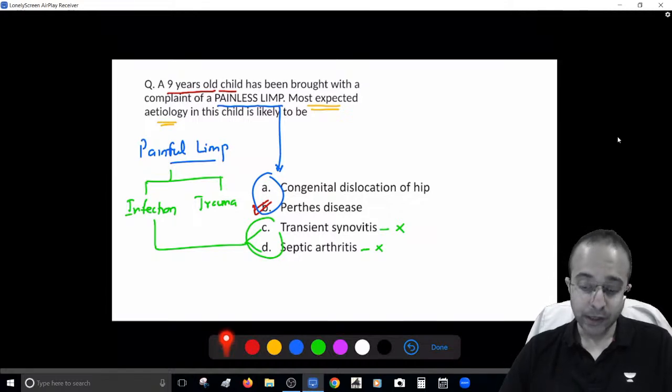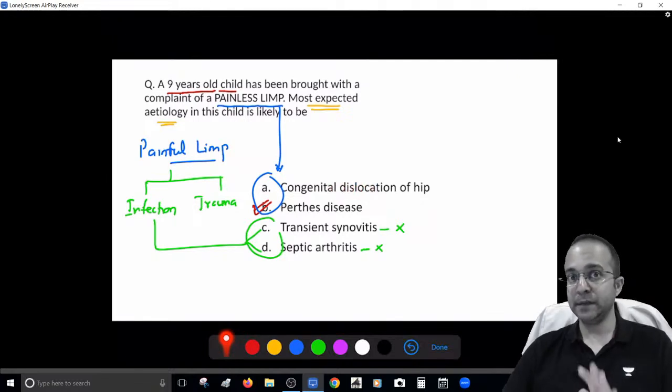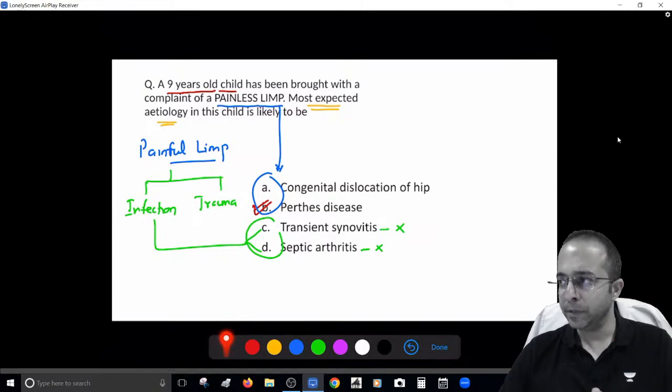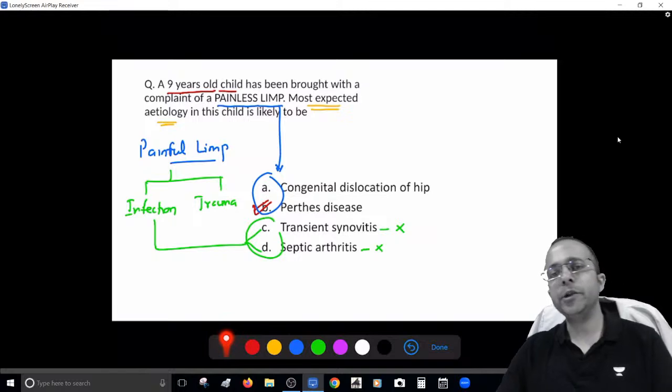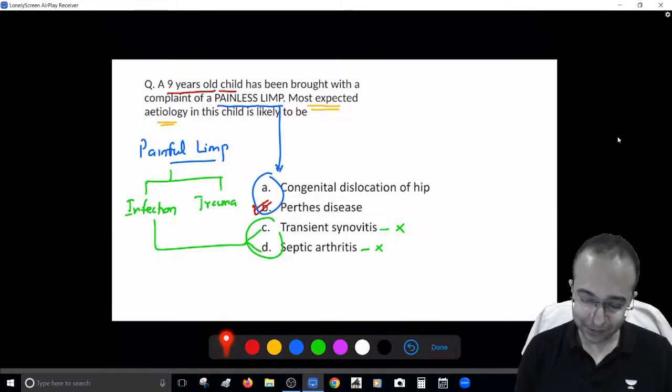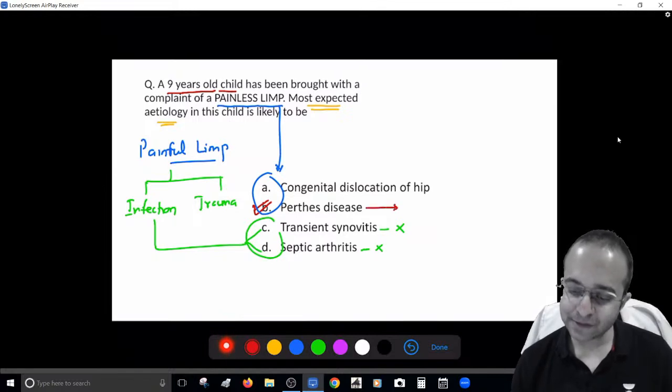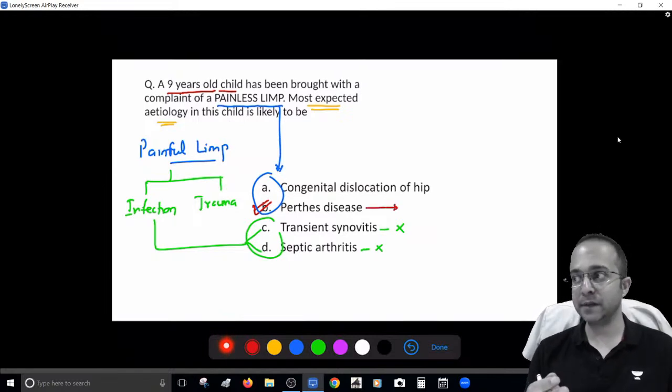See, even in congenital dislocation of hip, you will have a painless limp. But what prompted you guys? Yes, Jitin, Bindu, DK, Kshitish, Navneet, Adnan. What prompted you guys that this is likely Perthes and not congenital dislocation of the hip? Age. Absolutely right. So please tell me the classical age where you find Perthes.